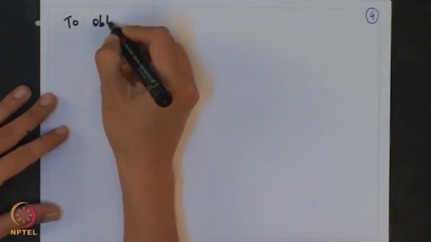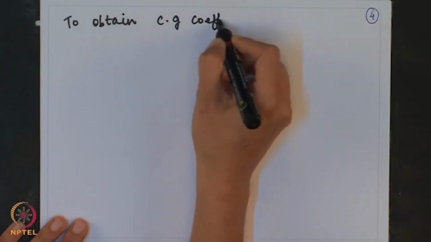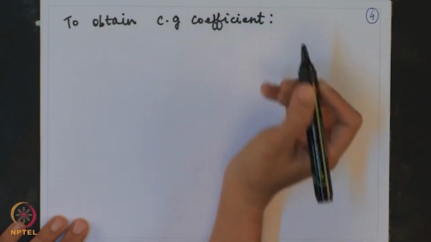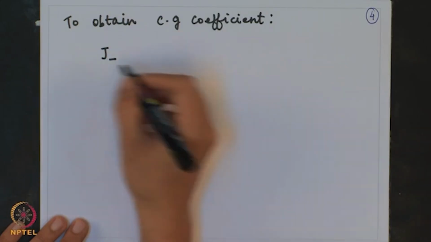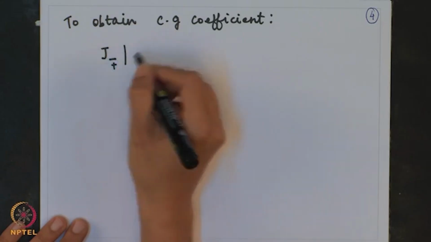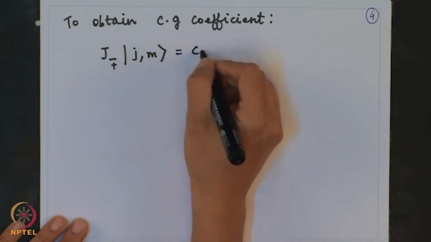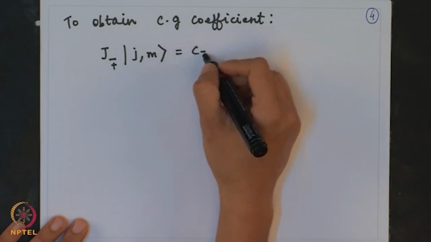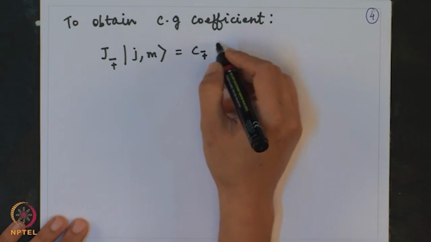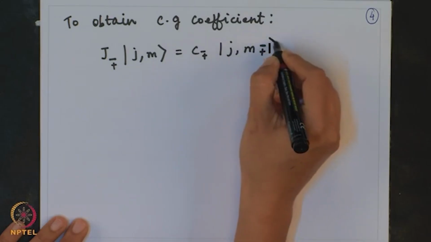In this table part, this is the point you should remember: to obtain the CG coefficients, we will use the ladder operator. So, just recollect that J minus or J plus, when operated on a state, say J comma M, will give you a coefficient C minus or plus, that is the CG coefficient that you will obtain, and now you know how to obtain these CG coefficients.